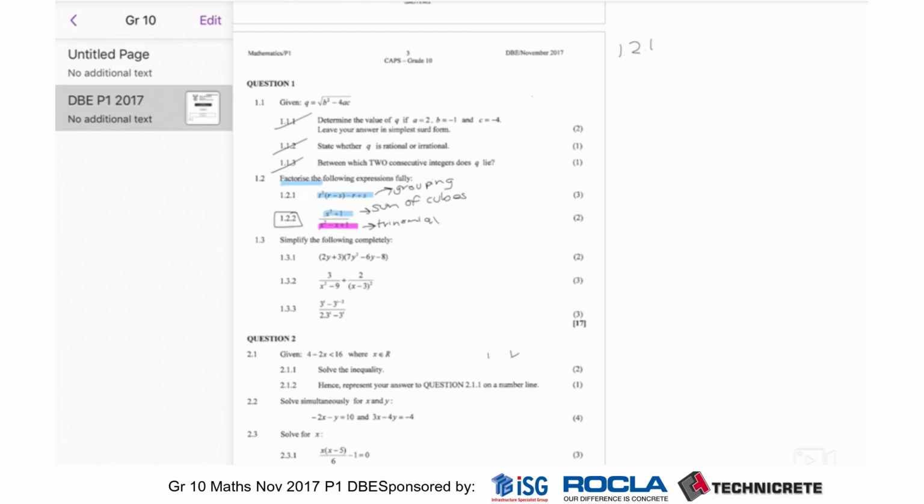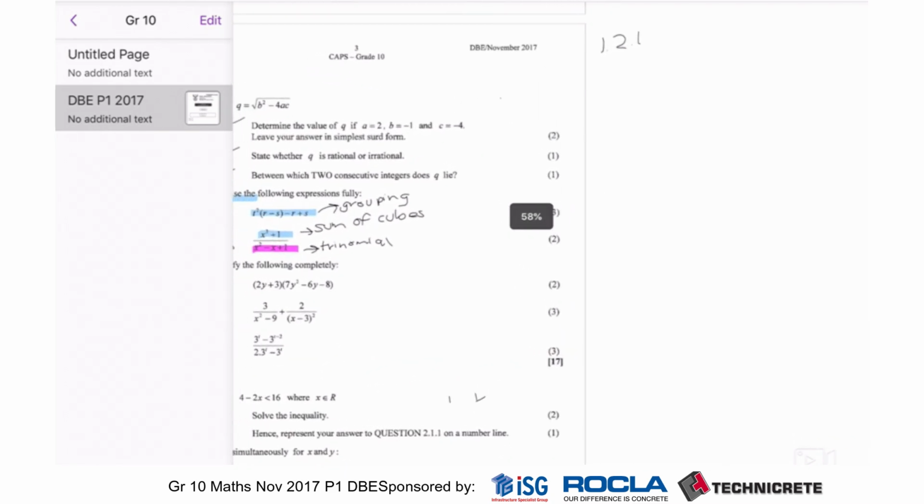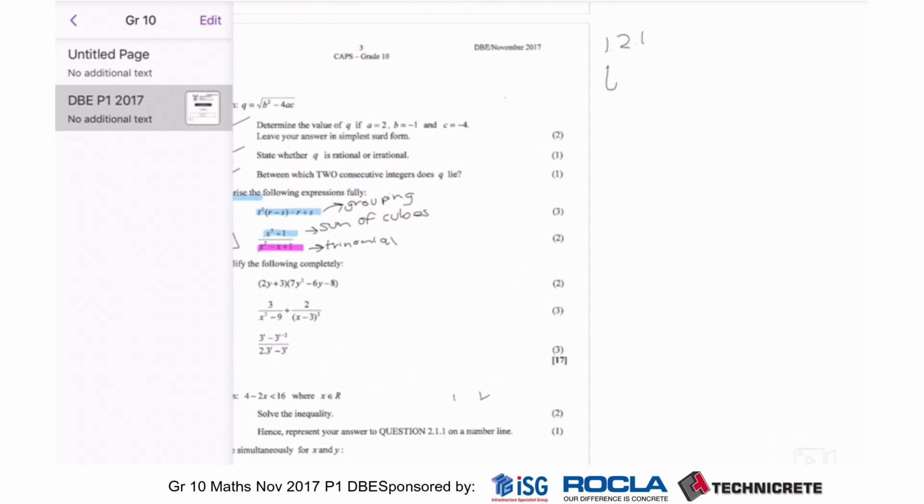Okay, let's start by looking at 1.2.1. What they give me is t squared r minus s minus r plus s. With a grouping question, we want to essentially create two groups that are already the same. And they've already guided me by giving me this r minus s. So I want to use that to my advantage, and I want to manipulate this side so that it's also r minus s. That's going to involve sign changes.